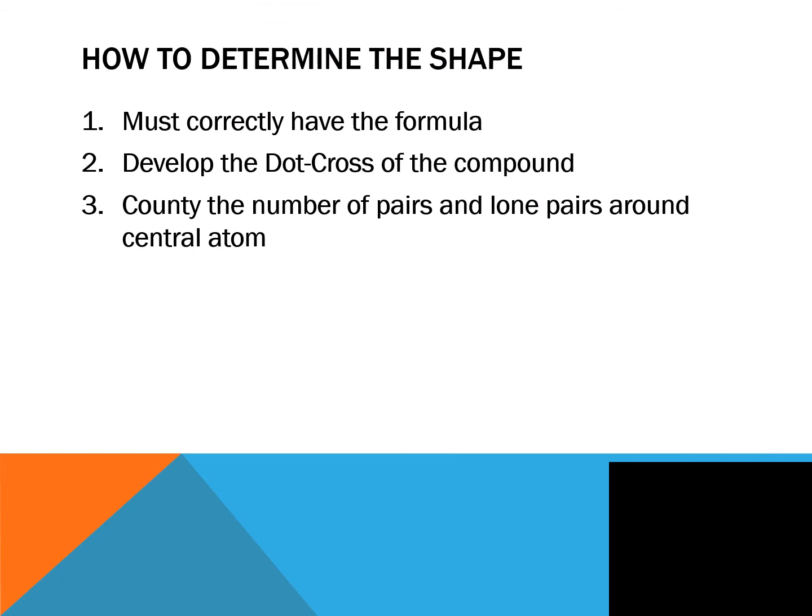So how do you determine the shape? You must correctly have the formula. So you have to know the formula. You have to develop the dot and cross diagram of the compound. That's why we did that first. And then you count the number of pairs and lone pairs around the central atom.